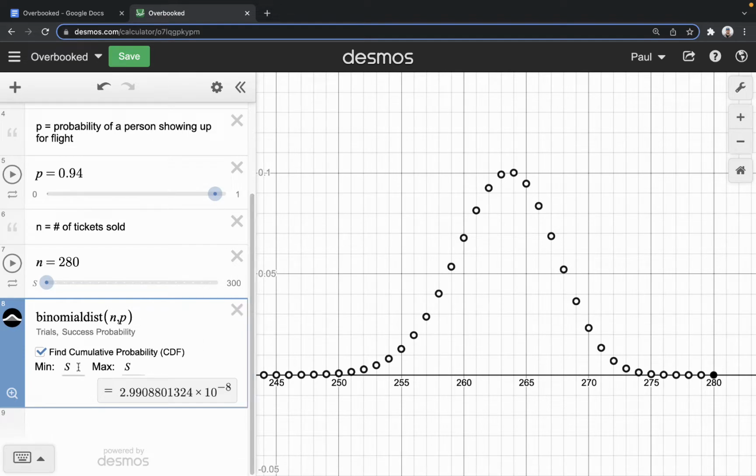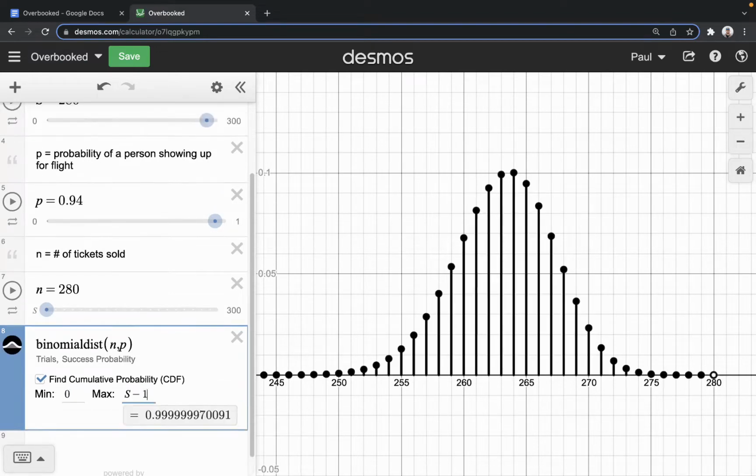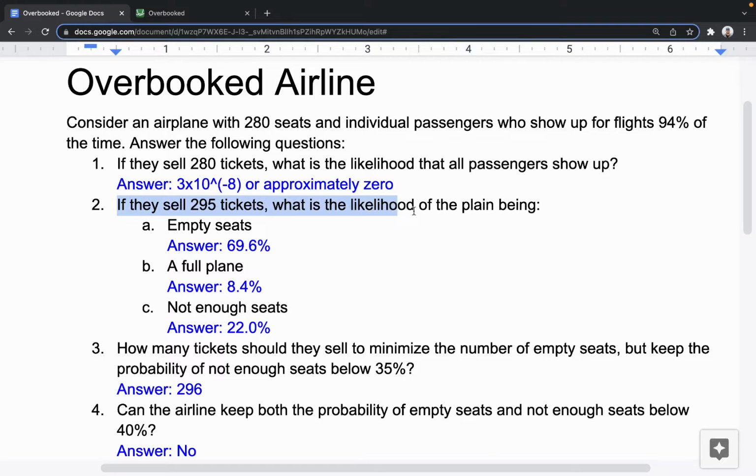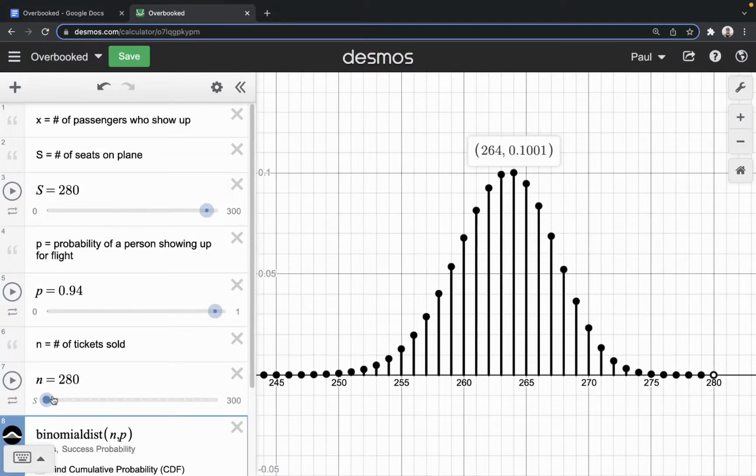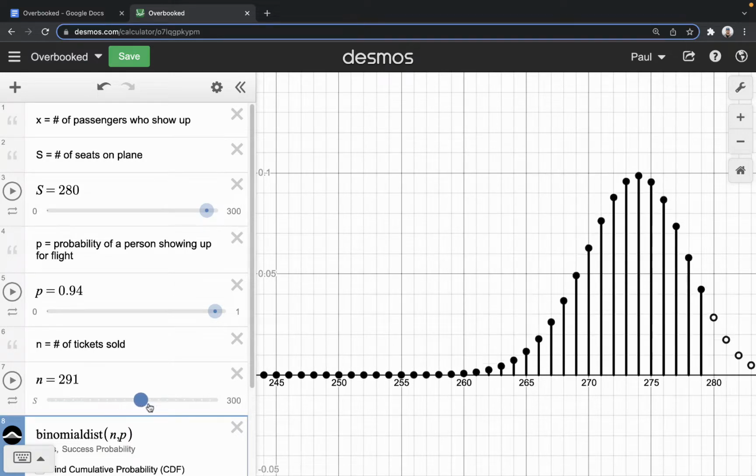With this setup, if we wanted to find the probability of empty seats, we'd go from 0 to s minus 1. So you can see every outcome is highlighted except the full plane. There's a high likelihood of empty seats. The most likely outcome is 264 people arriving. So that's going to be 16 empty seats at about a 10% rate. The next question here says, what if they sell 295 tickets? So our N is moving up to 295.